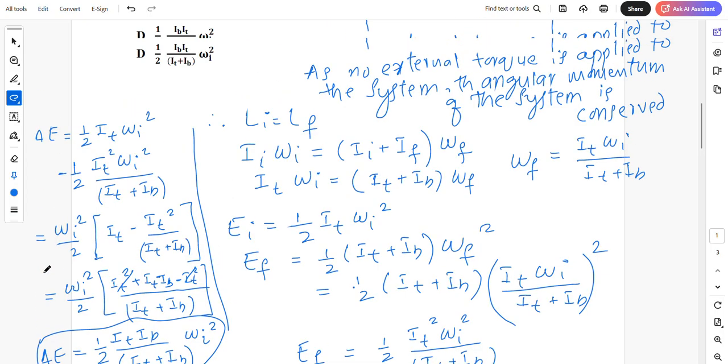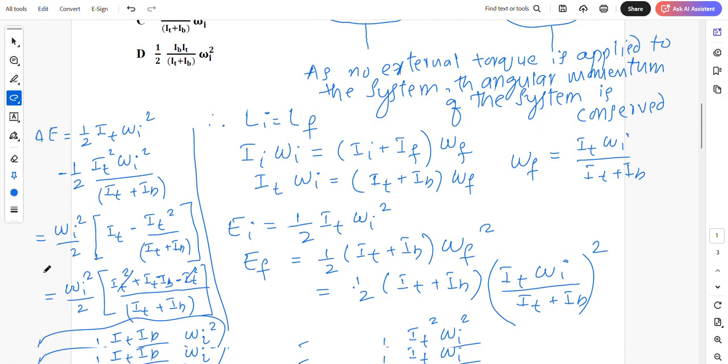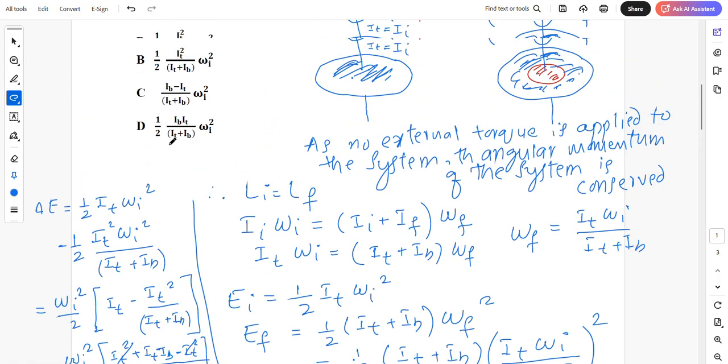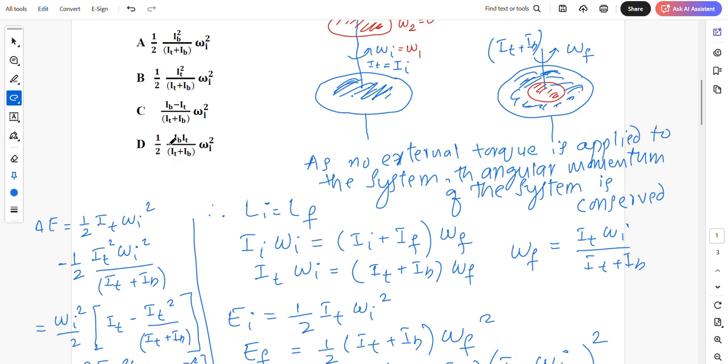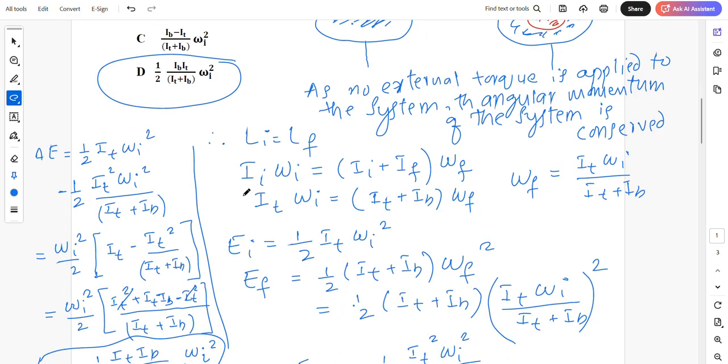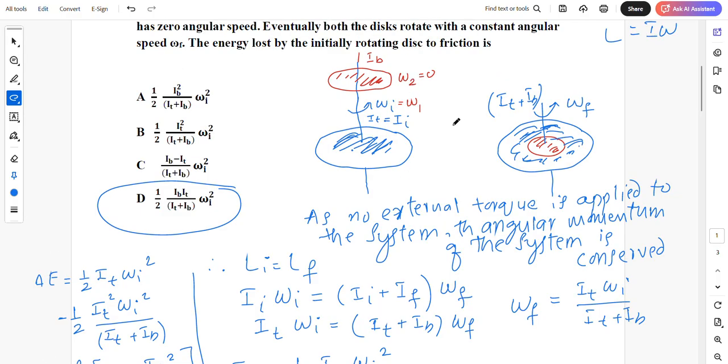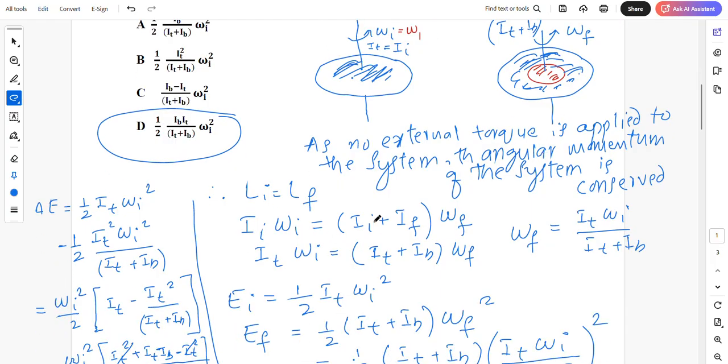Now, which is the correct answer? 1 by 2 ITIB divided by IT plus IB, omega I square. Okay. Hope you understood. This is the correct answer. It is the right answer. Students, hope you understood. You did not write these diagrams. Just to make you understand, I have written here. Directly you can write this one.